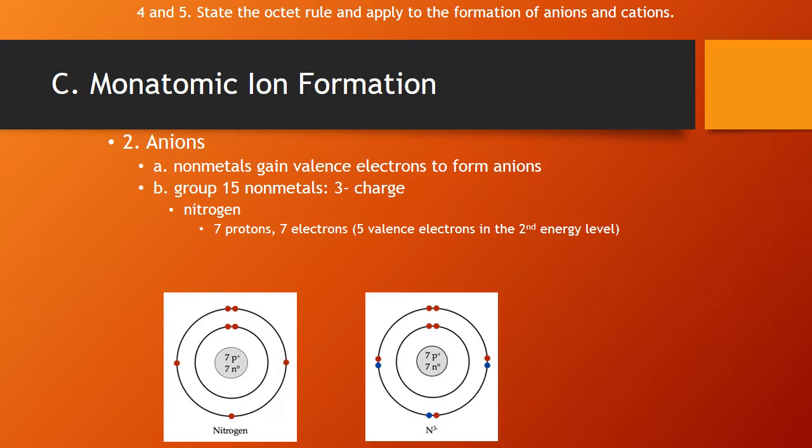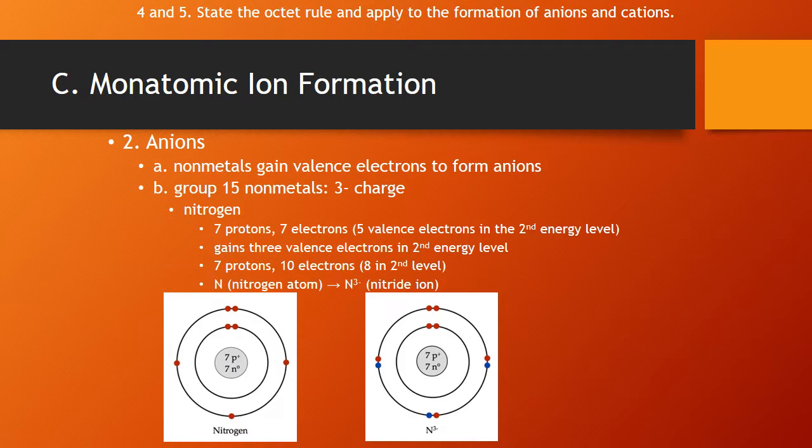And so because it has to gain 3 valence electrons, its charge will be 3 minus. So a nitride ion, that's what we would call this, a nitride, IDE ending, would have 7 protons and 10 electrons, thus giving it a 3 minus charge.